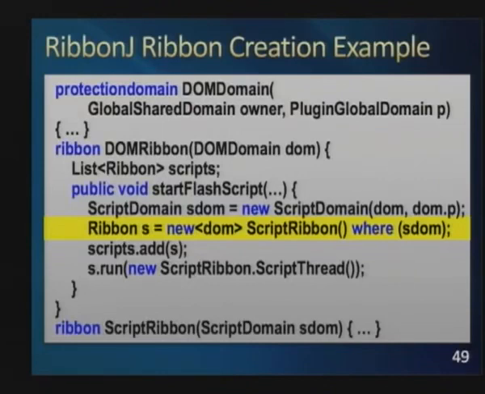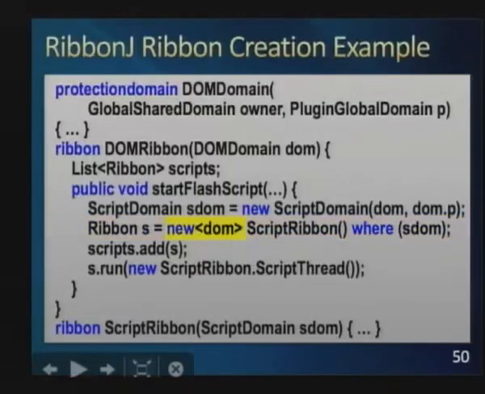So the where keyword essentially just instantiates the ribbon argument list with the concrete set of variables, protection domains, that it's going to live within. In this case, the script ribbon just lives within one domain, which is the new domain we just created for it. And just to show you the syntax, I've shown here how you could specify which protection domain you want to allocate within by putting in angle brackets after the new keyword some protection domain object.